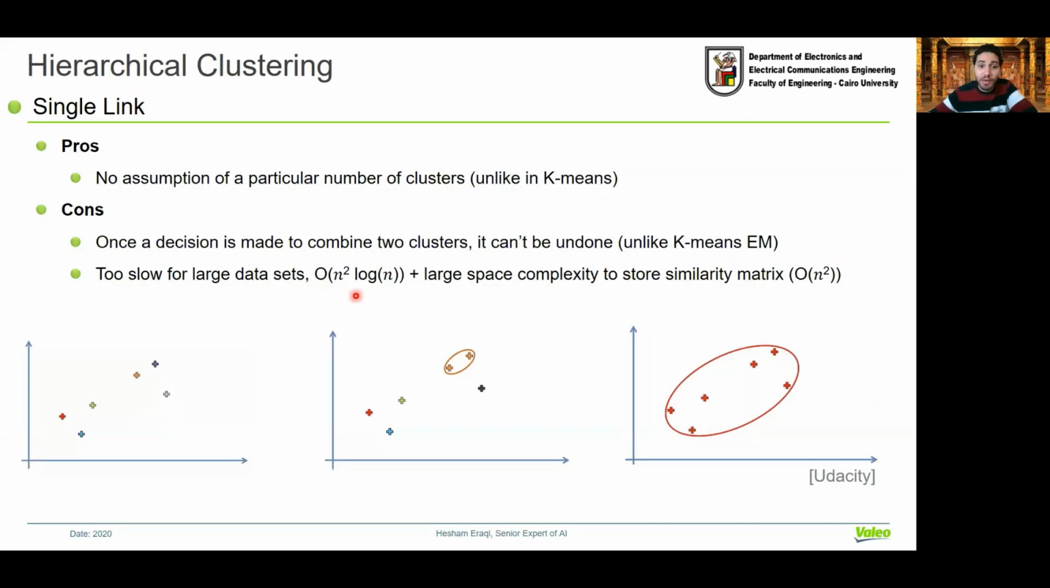The runtime complexity for hierarchical clustering is big O of n squared log n. We will discuss later how we calculate it. And the space complexity also is non-linear. It is big O of n squared. Okay, so this big O n squared log n is the upper bound complexity at the worst case.